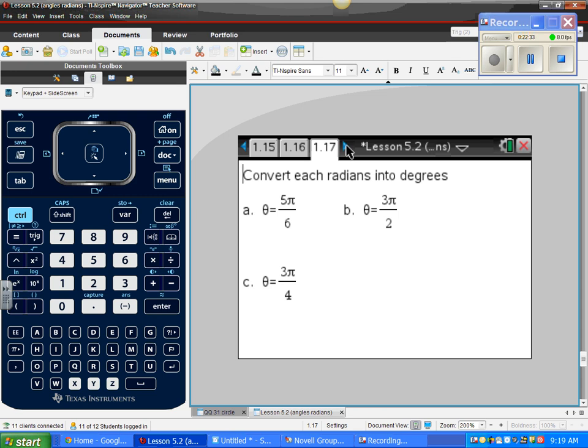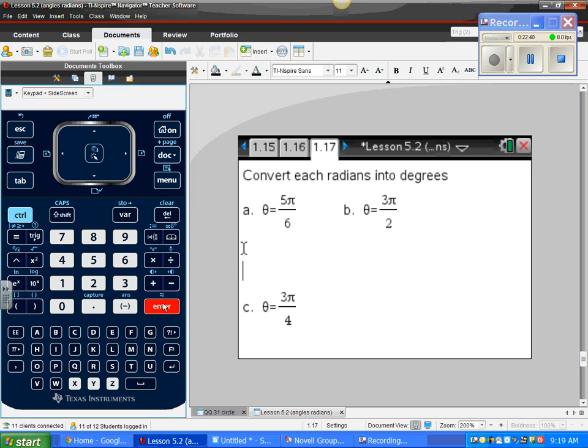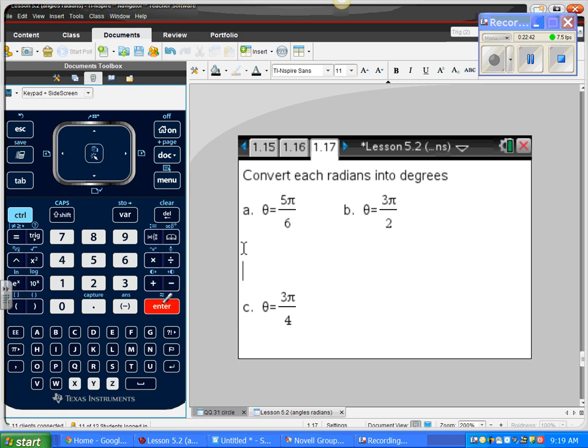180. I know pi radians is 180 degrees. So these are actually really easy, okay? Because all I have to do is instead of writing pi, I'm going to write 180. So to convert these, I'm just taking pi and putting in 180 degrees, okay? And I put that in my calculator to see what it equals.